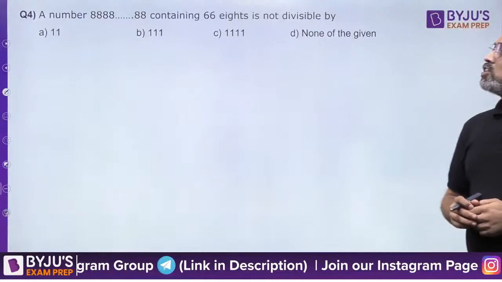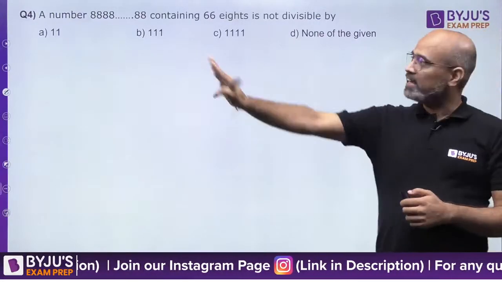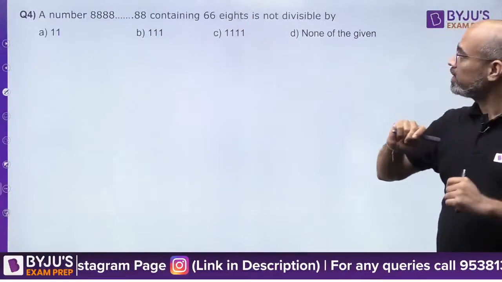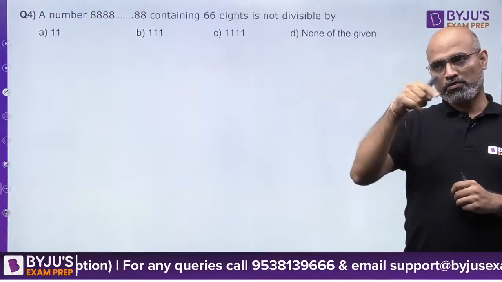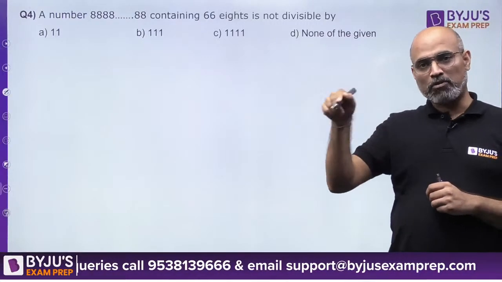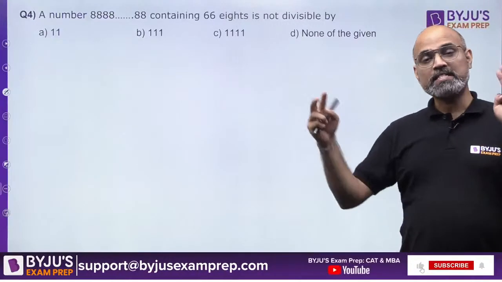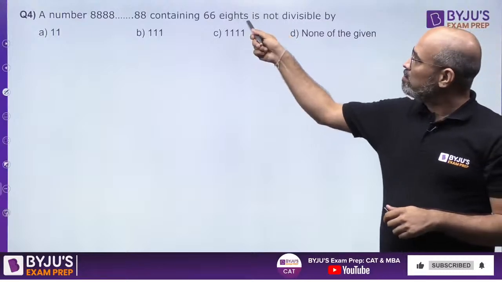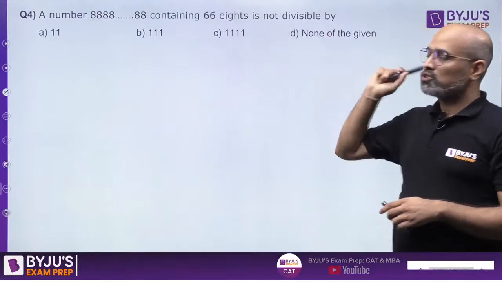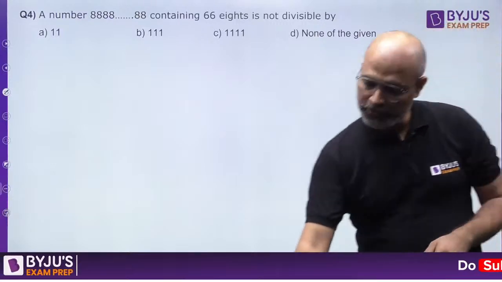Right. So we have a number 88888. So many 8s are written. How many 8s are written? 66 8s are written over here. So if you write 8 counting one by one, you will have to write 66 times 8. So it's a 66 digit number. It's a huge number. Such a number is not divisible by which out of these? So that's what we need to figure out.